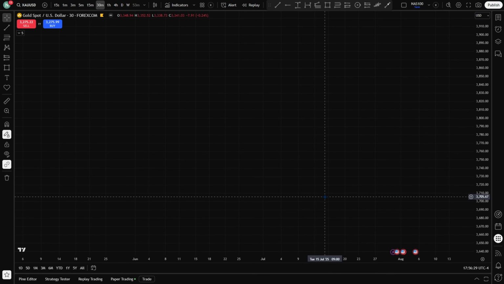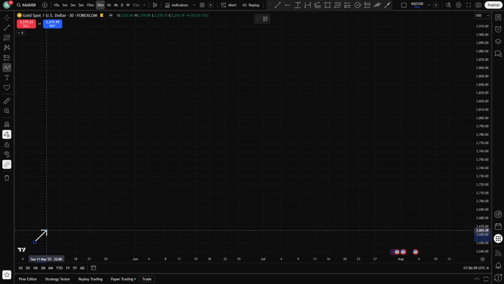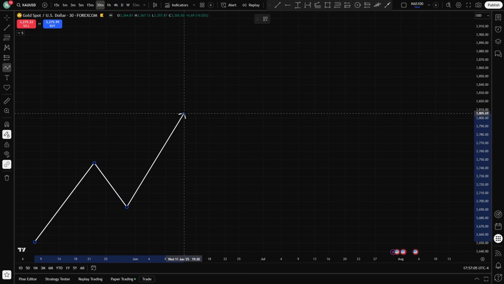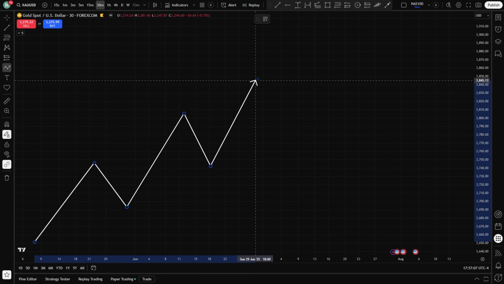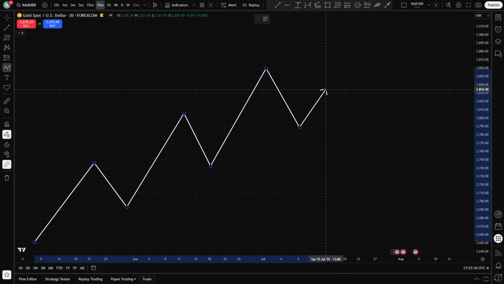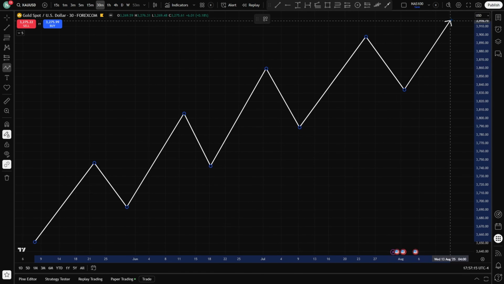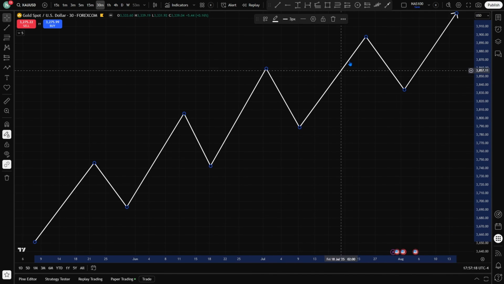So first things first, let's go ahead and go over the 3 types of market conditions. So we have a bullish market, a bearish market, and a consolidating or ranging market. All right. So let's go ahead and go over those conditions first. So in the bullish market, we create higher highs and higher lows. So this is exactly what a bullish market will look like.